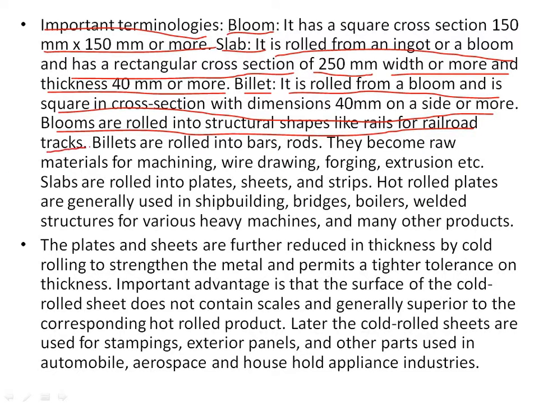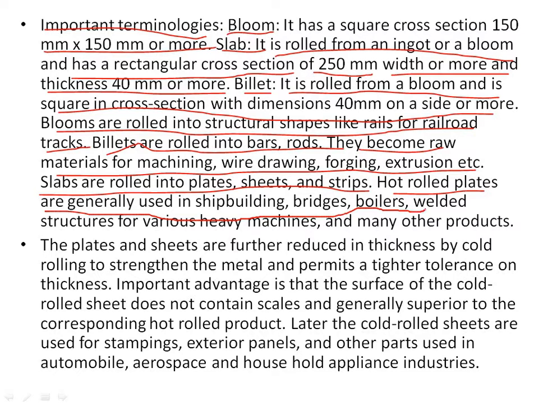Blooms are rolled into structural shapes like rails for railroads. Railroad tracks you might have seen. Billets are rolled into bars, rods, etc. They become raw materials for machining, wire drawing, forging, extrusion, etc. Slabs are rolled into plates, sheets, and strips. Hot rolled plates are generally used in shipbuilding, bridges, boilers, welded structures, for various heavy machines and many other products.